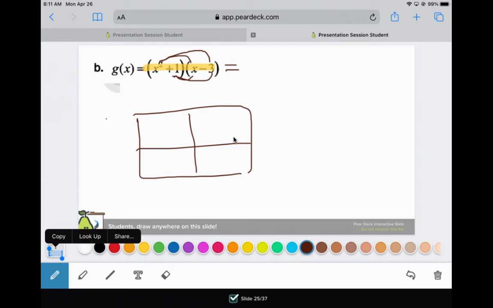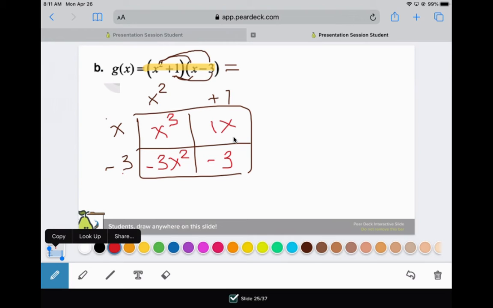Then we're going to review what we covered before. Just in case you forgot, x squared, x squared plus 1, times x minus 3. What should be in my first box? I just multiply them and add the exponents, so x to the third. 1 times x is 1x. Negative 3 times x squared is negative 3x squared. Negative 3 times 1 is negative 3.